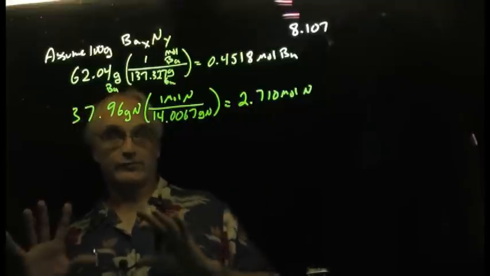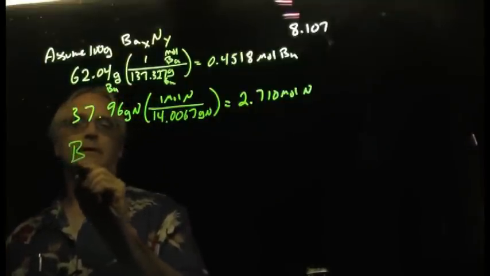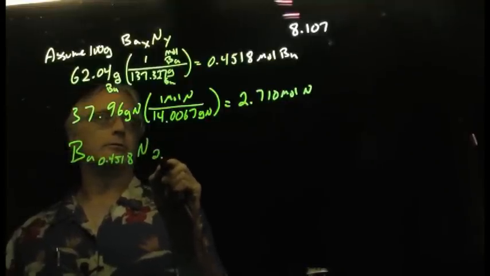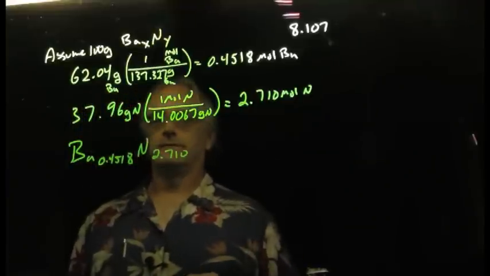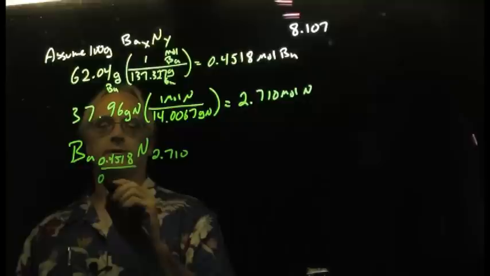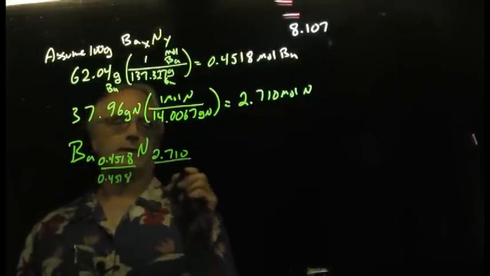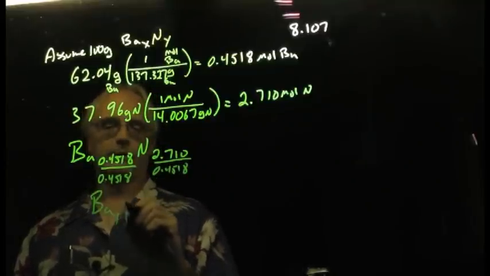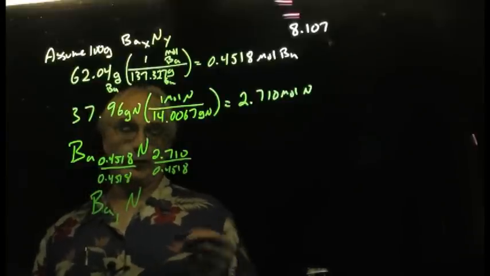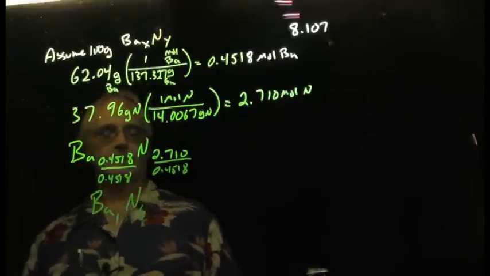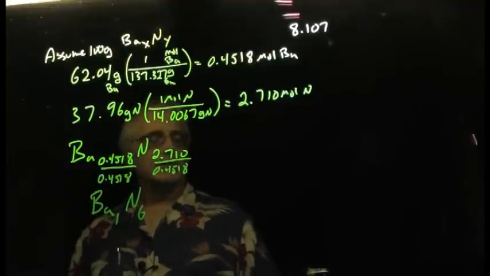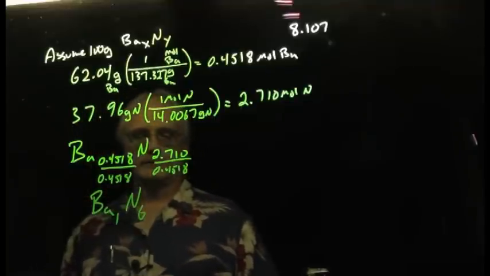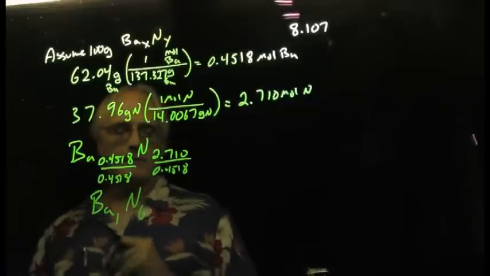So we have our tentative first draft of the formula. Barium 0.4518, nitrogen 2.710. And of course, we have all these ugly decimals, so we get rid of those by dividing by the smallest. And that gives me Ba1, N, and the calculator has 5.99 in the display. I think that's close enough to 6 to count. And so there's the formula. We aren't given any information about molecular weights or something, so we're going to run with this formula at the moment. Now, it does give us a bit of other information.